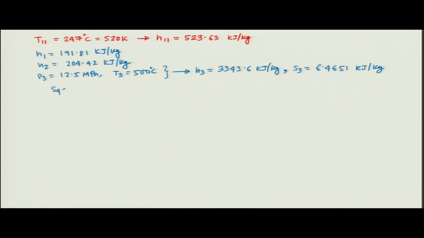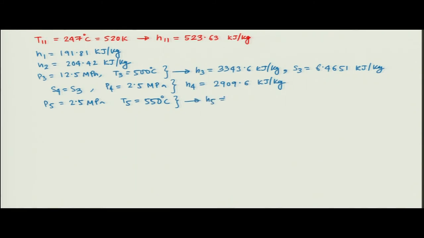Now you can equate S4 equal to S3, and then you will see that point 4 lies outside the vapor dome, and therefore at P4 equal to 2.5 megapascal you can calculate H4. You have to do some interpolation, and then finally you will get 2909.6 kilojoule per kg. This is from the superheated vapor table. Now the condition at 5 is given, that is 2.5 megapascal and T5 is 550 degree centigrade. This is after reheating. H5 is 3574.4 kilojoule per kg, and S5 is 7.4653 kilojoule per kg Kelvin.